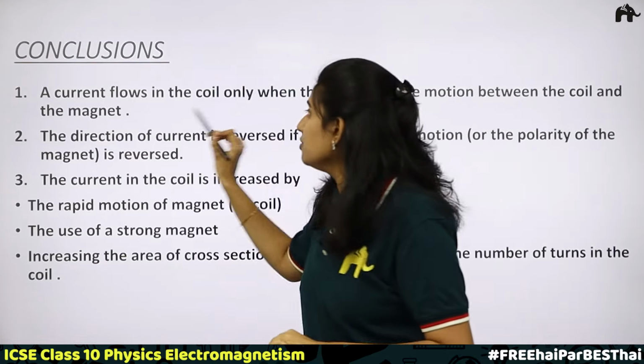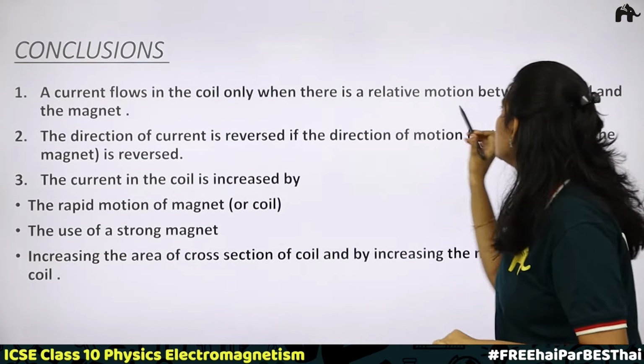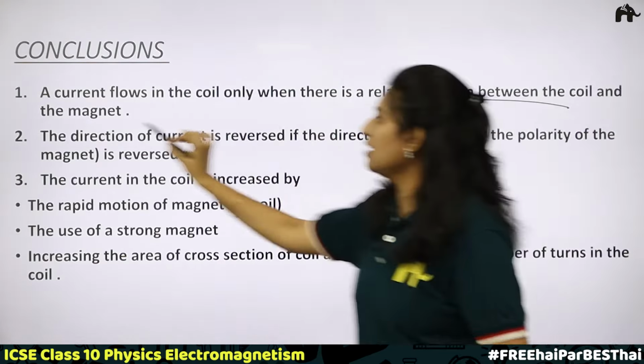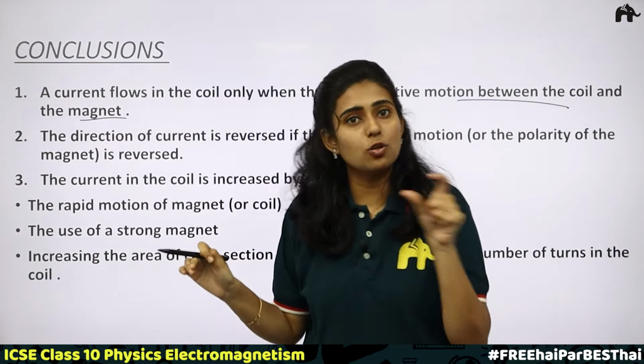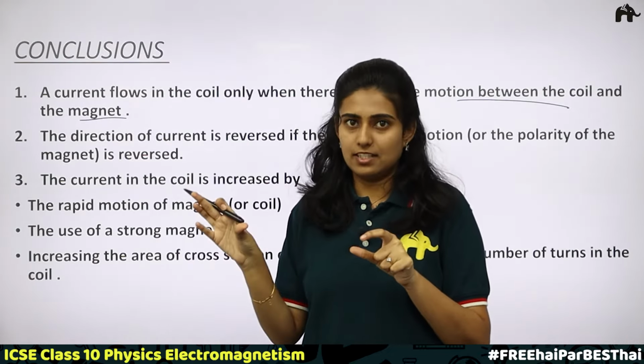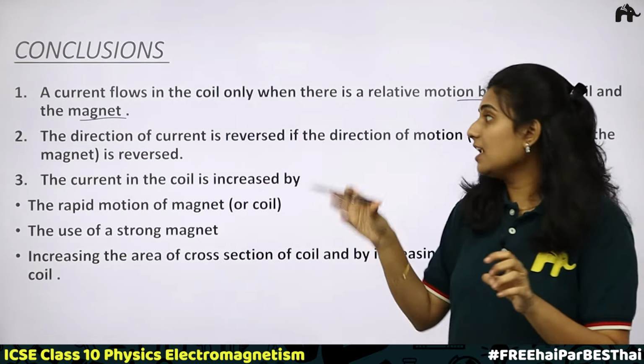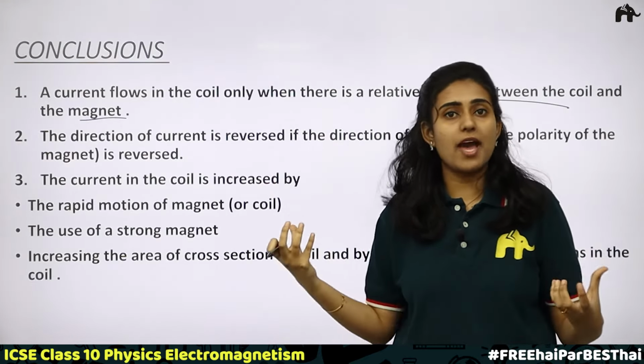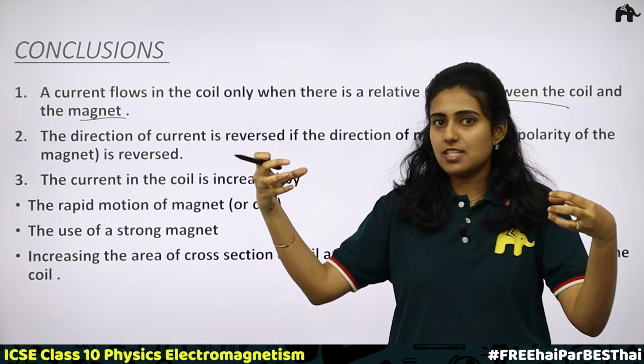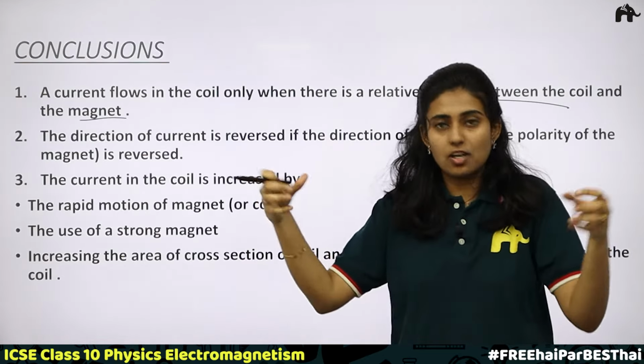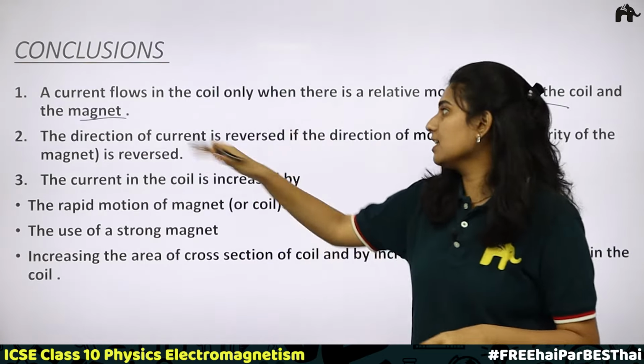Now, these are the conclusions that he drew from the experiment. First, a current flows in the coil only when there is a relative motion between the coil and the magnet. It is not necessary that the magnet only moves with the coil still. It can be that the magnet is still and the coil is moving, or both magnet and coil. You can bring the magnet and the coil in this way, or it can be taken out. Even in that case, current will be produced.